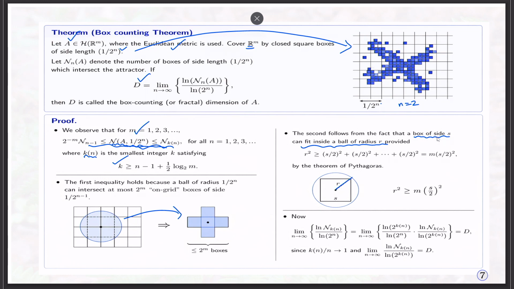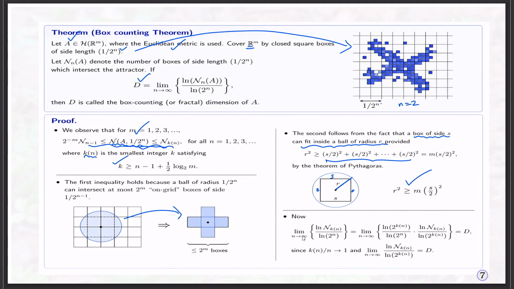Boxes of side S. This is the box with the side length S. Each length is S. This box can fit into the circle of the radius R. Therefore, R square is greater than this sum of this quantity, which is equal to m times (S by 2) power 2. By Pythagoras, one can get this one.